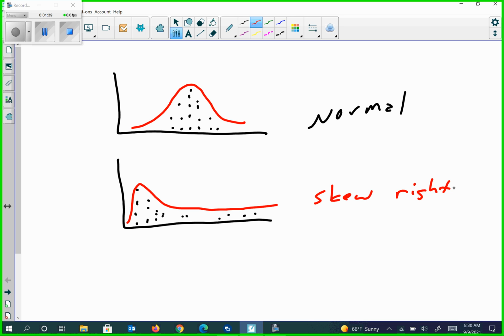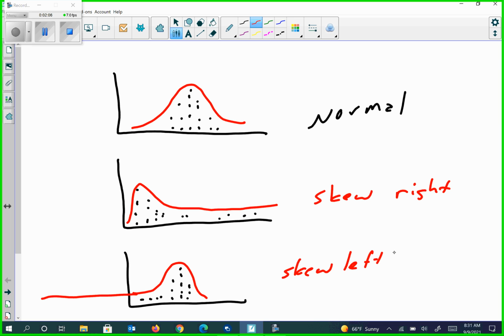All right, so if that's skew right, what would you think this would be? Let's see who's paying attention. What would that look like? Yeah. Let's make that tail longer. Skew left.